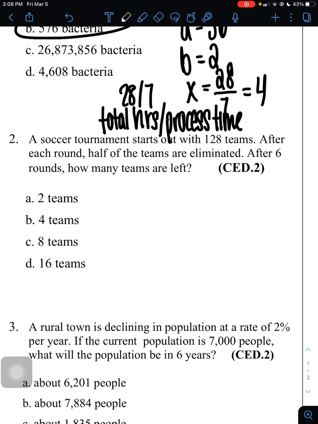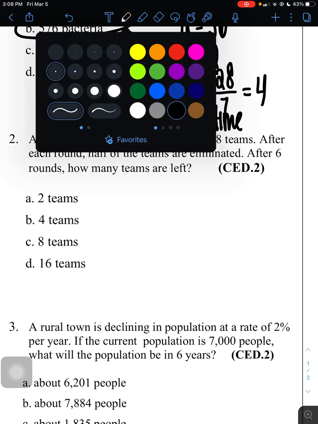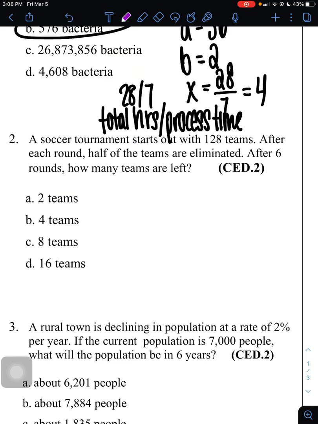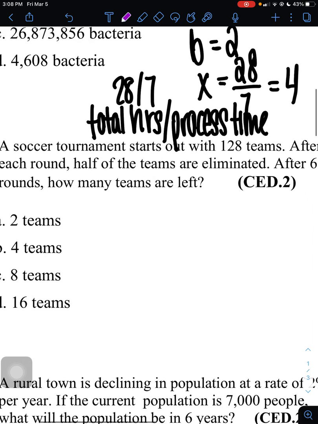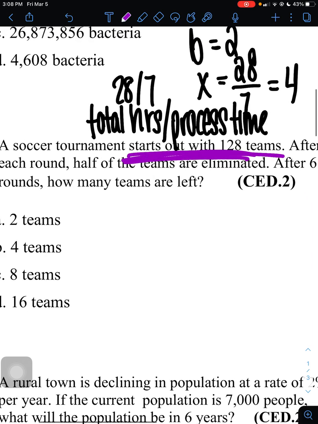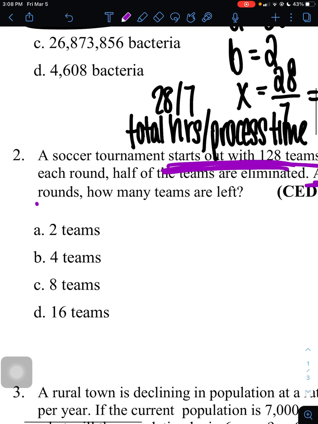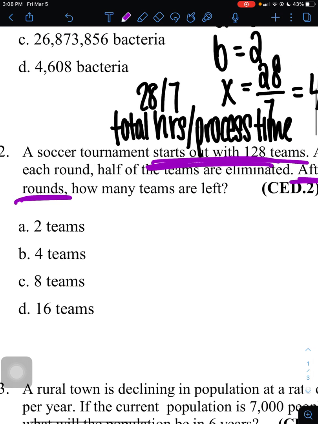Now, question 2. It says a soccer tournament is starting out with 128 teams. After each round, half of the teams are eliminated. After 6 rounds, how many teams are left? So since this is a math class, what I can do first, if I'm going to solve a word problem, I could start with underlining or pointing out all of the numbers. So I see after 6 rounds, starting with 128 teams, and then half are eliminated.